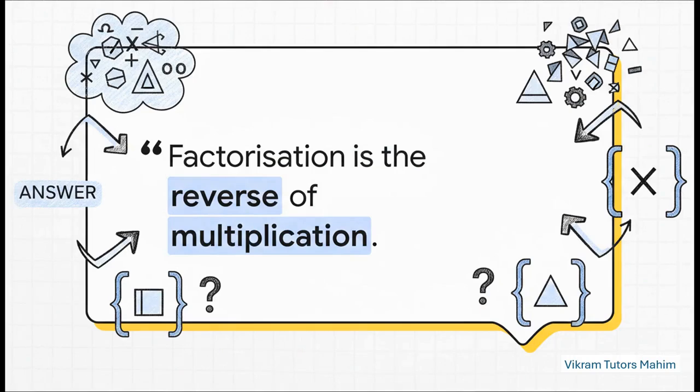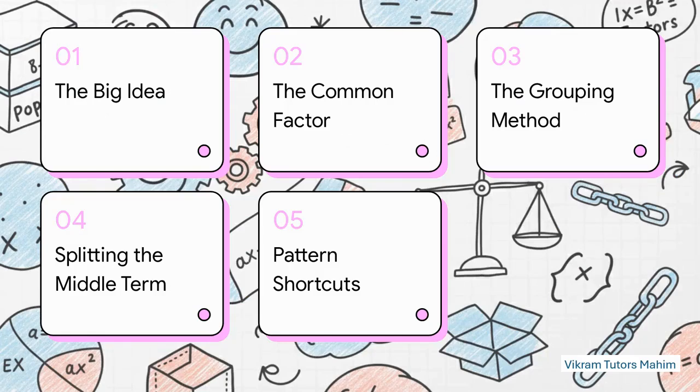Okay, so here's the absolutely crucial point. Think of it like this. Factorization is just the reverse of multiplication, right? If you know how to expand brackets and multiply things out, well, factorization is just working backwards. We're starting with the final answer and trying to figure out what the original question was. All right, so here's how we're going to build your factorization toolkit today. We'll start with the big idea, then get into the common factor, the grouping method, splitting the middle term, and finally, some really cool special pattern shortcuts.